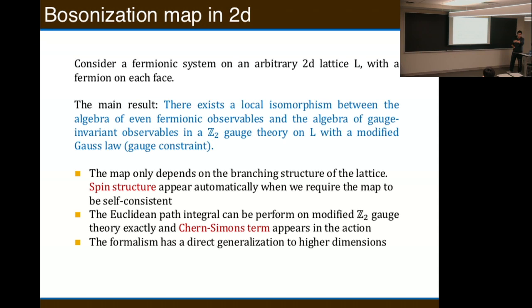Okay, so they are mathematically equivalent, but on the physical side not equivalent, because on the bosonic side we can always apply some magnetic field to break the Z2 symmetry. But on the fermion chain there's no way to break the fermion parity symmetry. Okay.